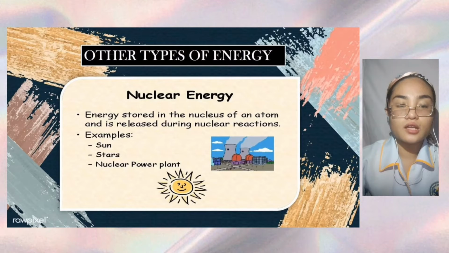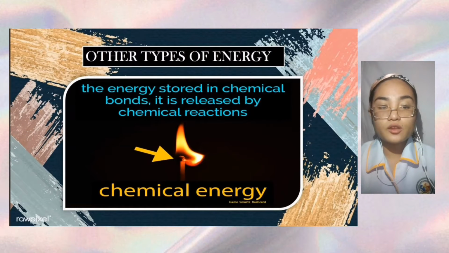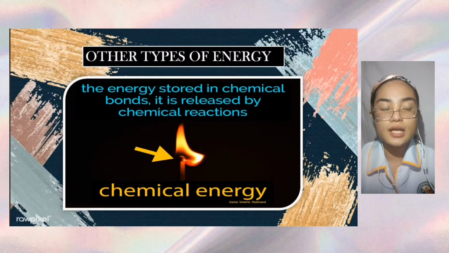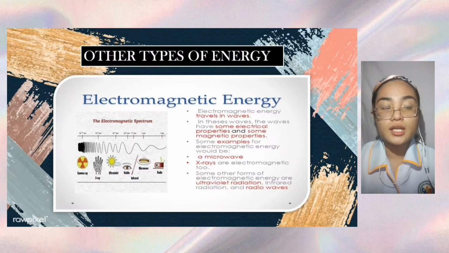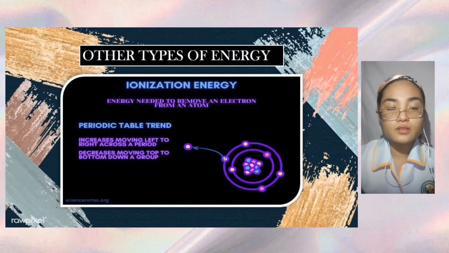Nuclear energy is an energy that is stored in the nucleus of an atom. Gravitational energy is an energy that is stored in an object when it is above the Earth's surface. Energy stored in chemical bonds and released by chemical reactions is called chemical energy. Electromagnetic energy is an energy that travels in waves. And last but not the least is ionization energy, an energy needed to remove an electron from an atom.